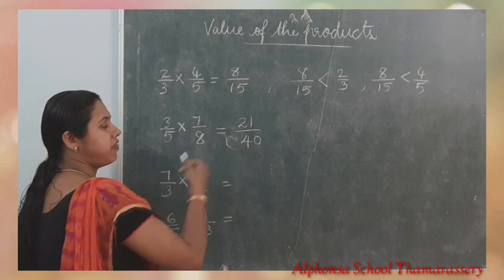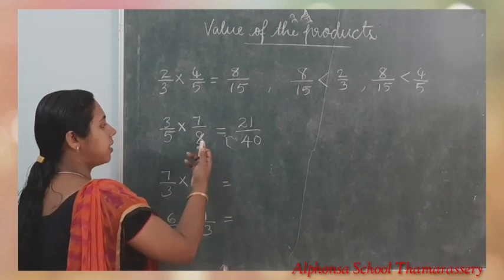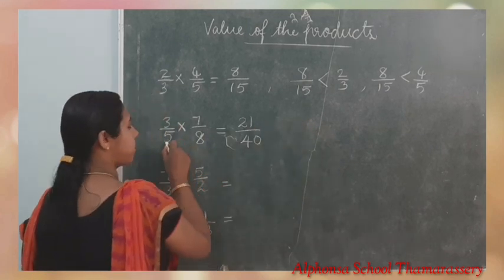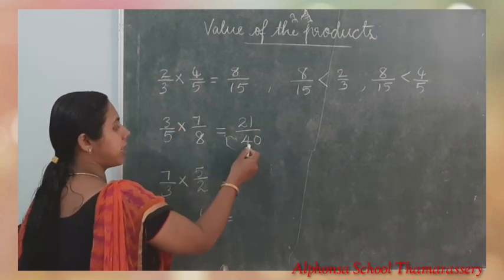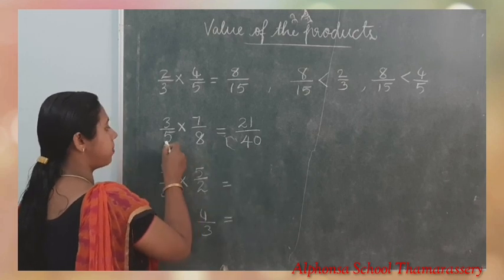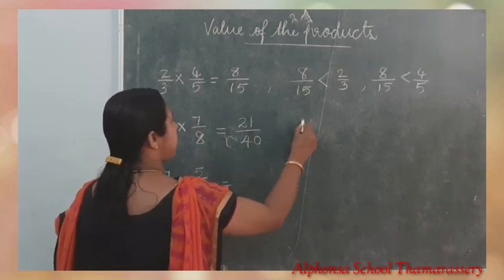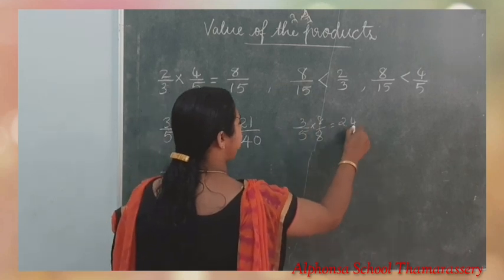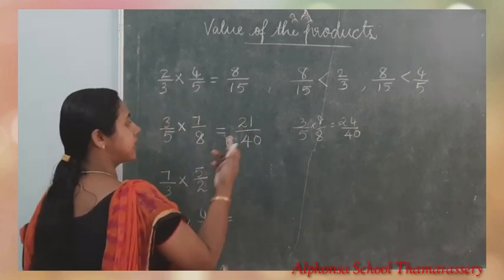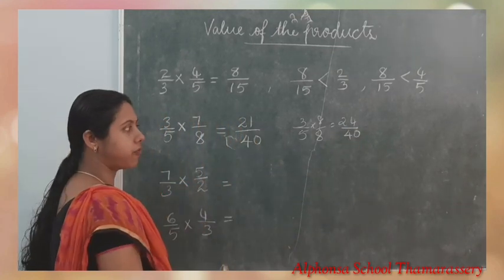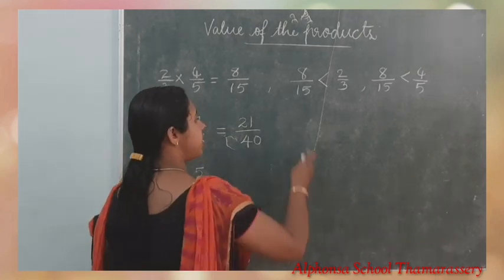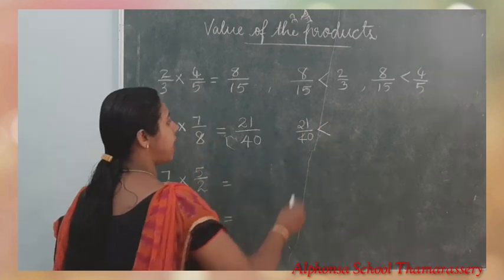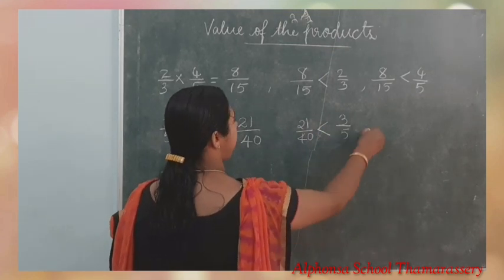Here the product is 21 by 40. When you compare each of these fractions, for the equivalent fraction of 3 by 5, we want to get the denominator 40, so we have to multiply by 8. So 3 by 5 into 8 by 8 is equal to 24 by 40. That is greater than 21 by 40. So we can write 21 by 40 is less than 3 by 5.